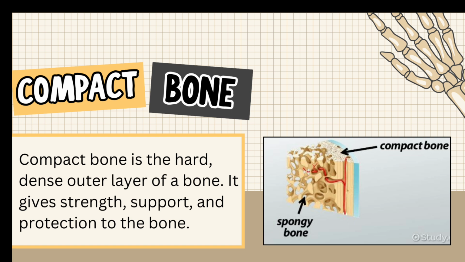Each osteon has a central canal that contains blood vessels and nerves surrounded by a layer of bone tissue called lamella. These layers are arranged in circular patterns which make the bone very strong and resistant to pressure.